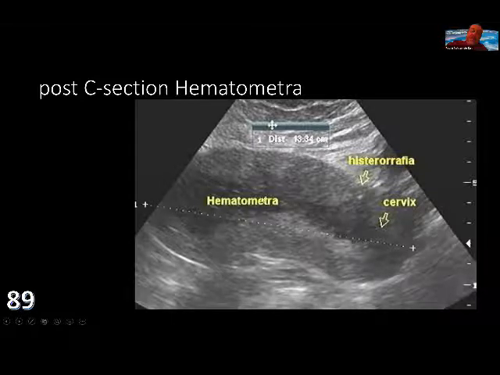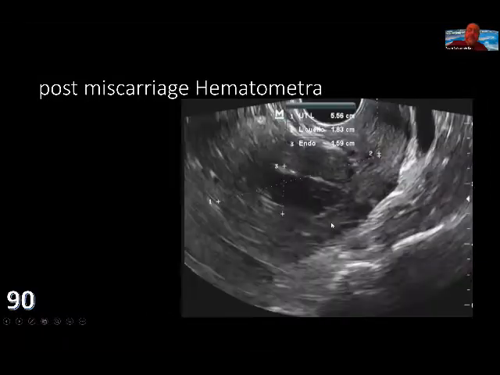And this is how it looks like. This is the repair of the C-section in the uterus. This is the stitches area. You can see that. And this is the collection inside the uterus.